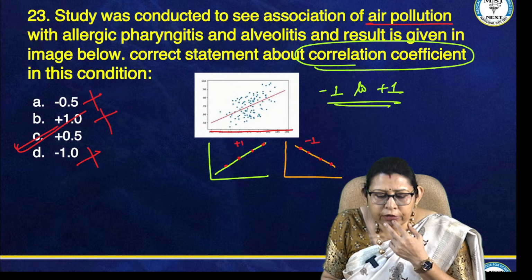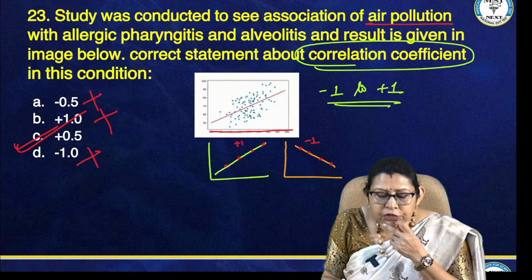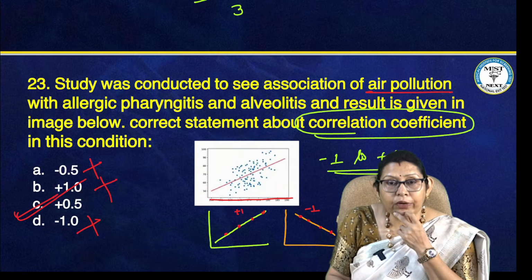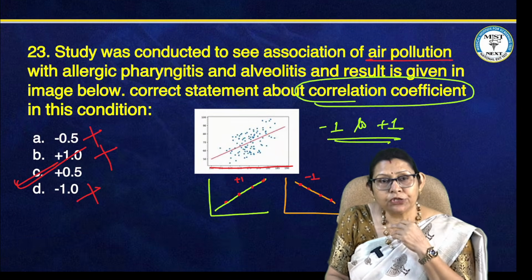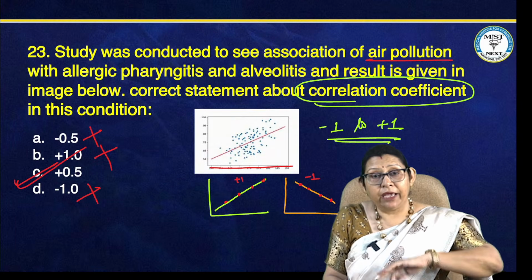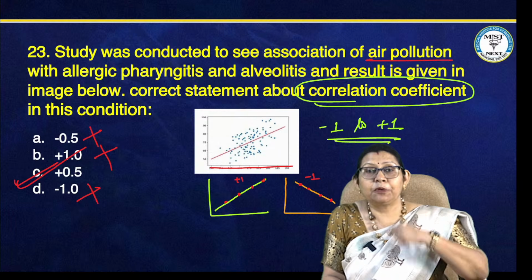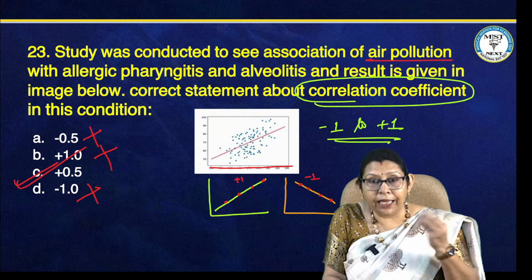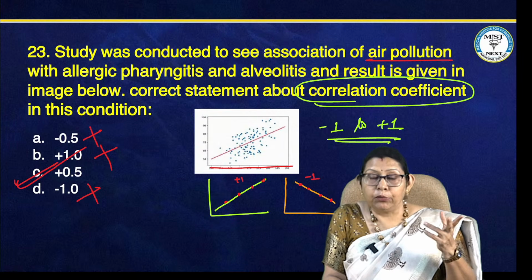Positive association is related to increasing the risk for disease. What is the risk factor shown in this question? The risk factor is air pollution, and air pollution से allergic pharyngitis cases are increasing. तो जरूरी नहीं है कि every allergic pharyngitis case is because of the air pollution. It can be because of other factors also. ठीक है? That's why it is not +1.